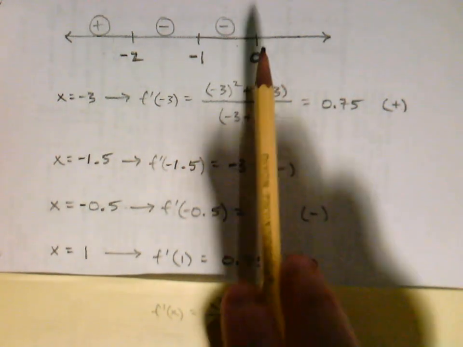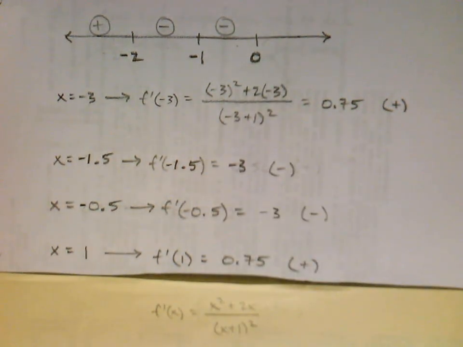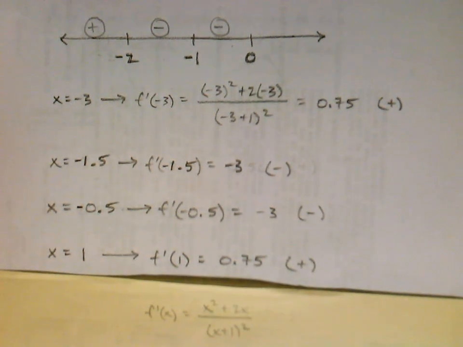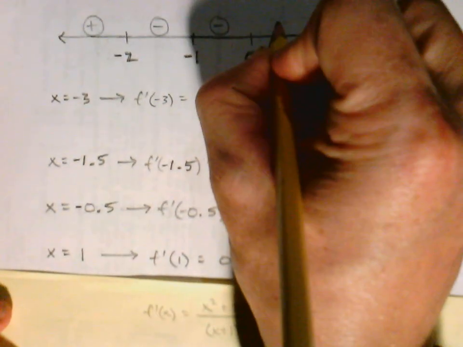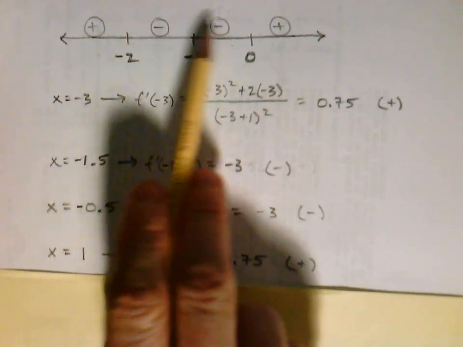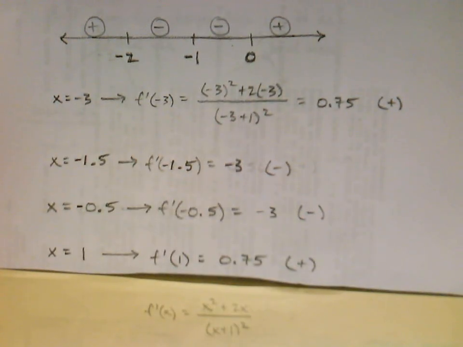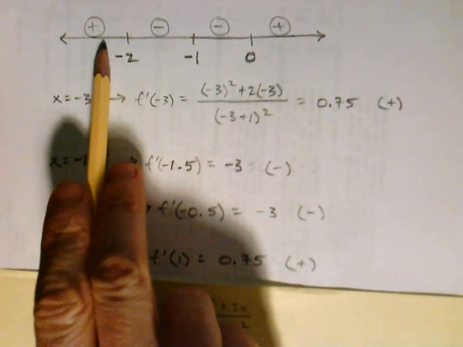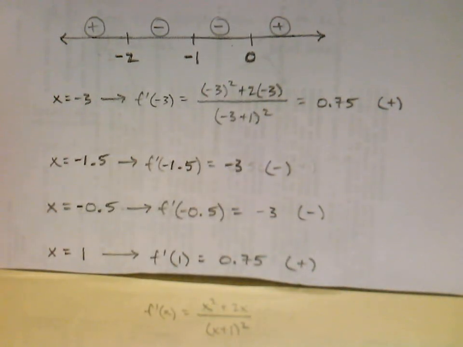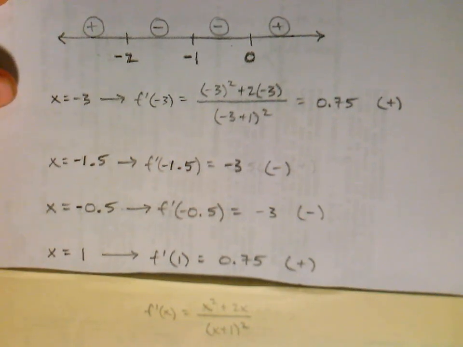And finally, something bigger than 0. Let's pick +1. Plug +1 into our derivative. We end up with that positive 0.75 again. So we got a positive there. Positive, negative, negative, positive. Okay, now, of course, the question here was not where is it increasing and decreasing, although we had to find it, but we don't actually have to say it. We can see it right from our domain line.